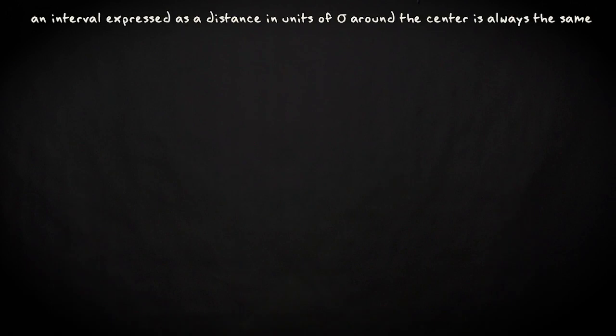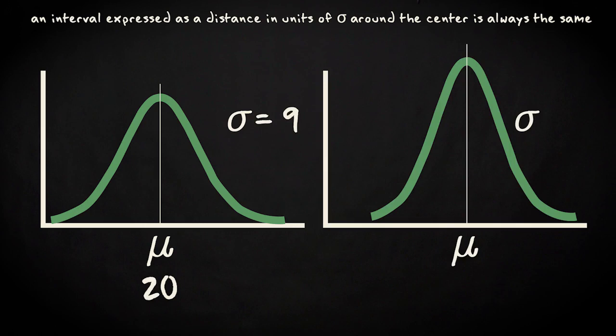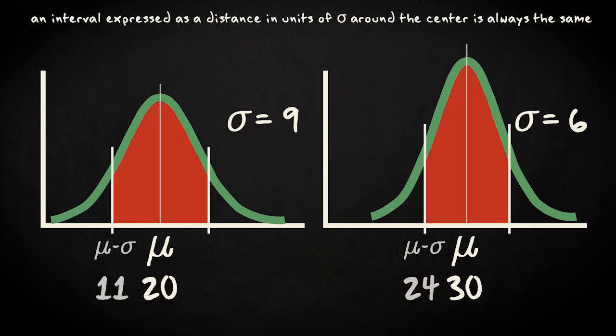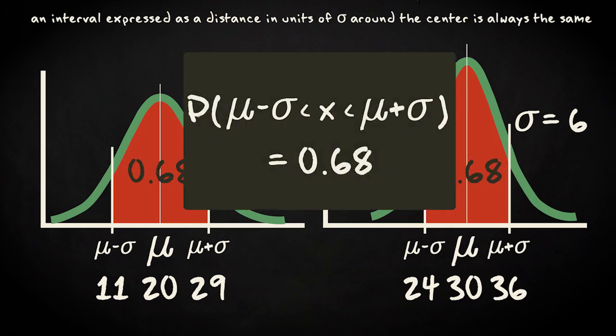Let me illustrate this. Here you have a curve with mean 20 and standard deviation 9. And here's a curve with mean 30 and standard deviation 6. For both PDFs, the area between the mean minus 1 standard deviation and the mean plus 1 standard deviation is shown. And in both cases, the surface area under the PDF is 0.68. It's always the case for any normal distribution, regardless of the values for mu and sigma.